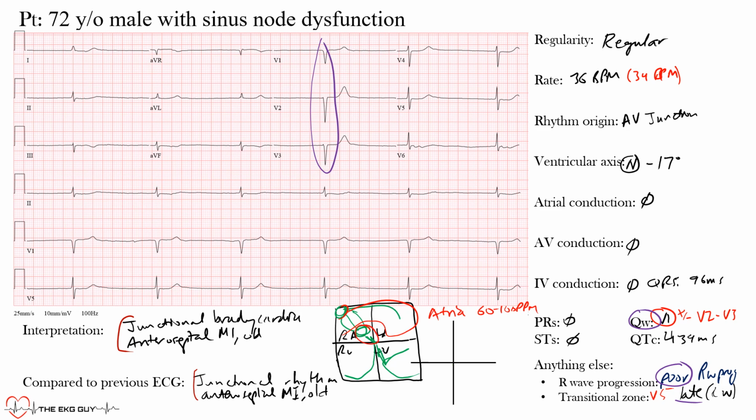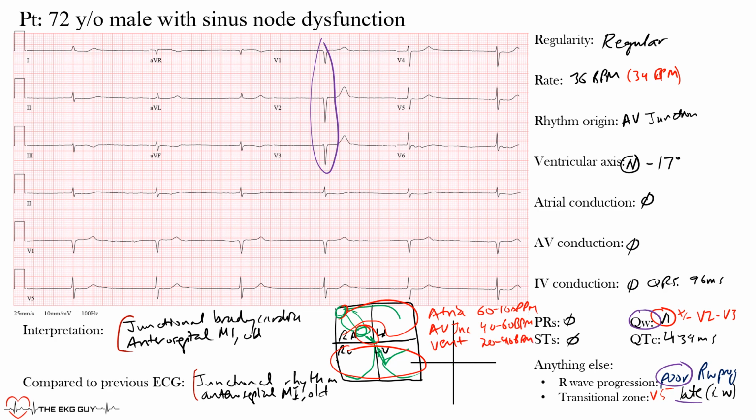This AV junctional region has an intrinsic rate between 40 and 60. Okay, and these are all estimates. There's more exact ones, but this is a good framework to keep in mind. And the ventricles have their own. The ventricles between 20 and 40 beats per minute. Okay, and this can sometimes help you to locate where that rhythm is originating from.